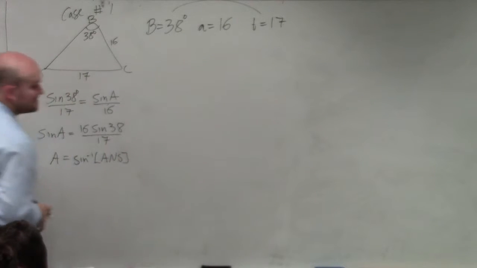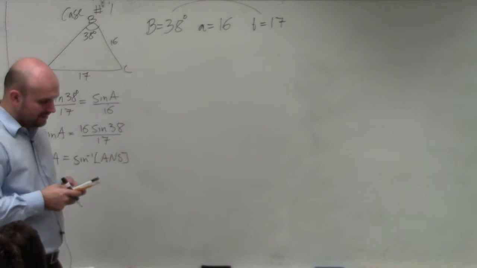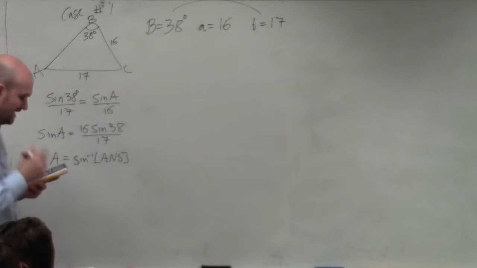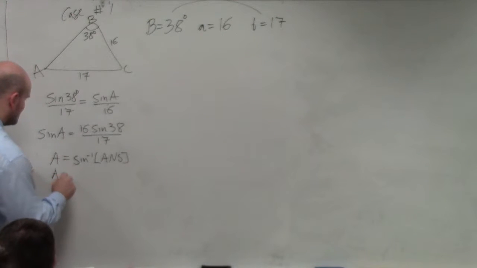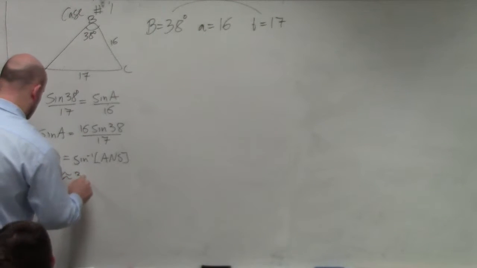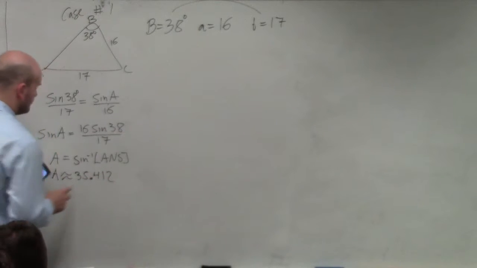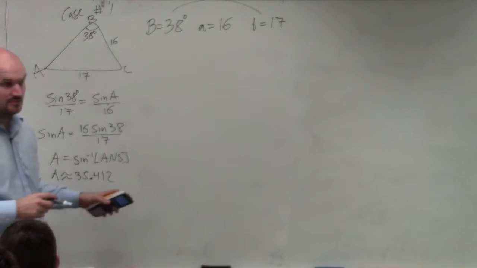Now, you could type it in separately, or you could type it in all together. Let's go and figure this out. So I'm going to do sine inverse. I'm going to type it in all together: 16 times the sine of 38. You just got to be careful with your parentheses. Divided by 17. And I get A is approximately 35.412, rounding to the nearest hundredth.